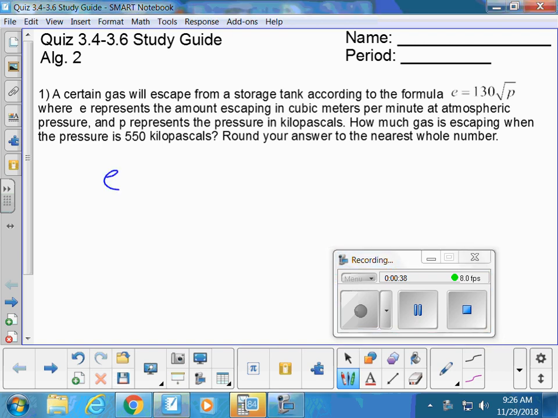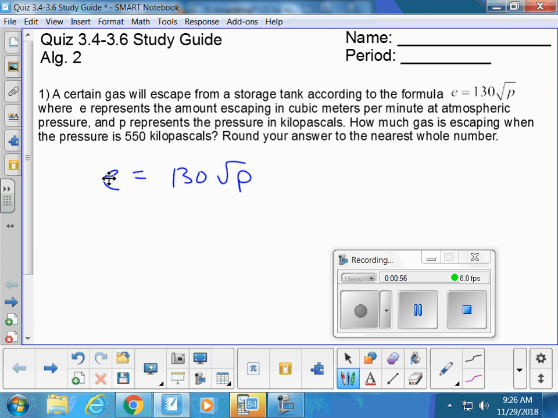All right, number one, a certain gas will escape from a storage tank according to the formula E equals 130 radical P, where E represents the amount escaping in cubic meters per minute at atmospheric pressure, and P represents the pressure in kilopascals. How much gas is escaping when the pressure is 550 kilopascals?